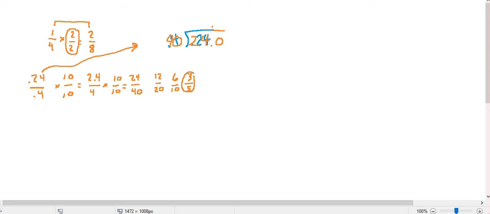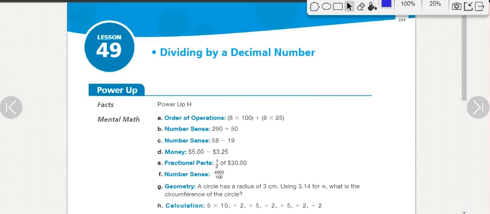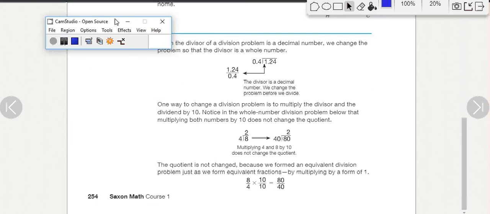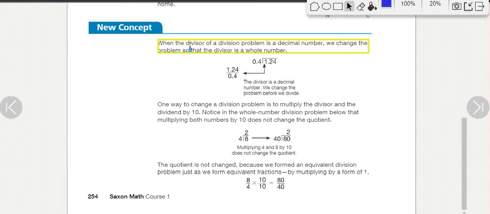Now let's see what the book has to say about these. It reminds us that when the divisor, so in this case 4 tenths, is a decimal in a dividing problem, we want to change that divisor to be a whole number. So in this problem, they multiply 4 tenths by 10 to make it 4. Not 4 tenths, but just 4 here. But if you want to multiply the divisor by 10, you also multiply the inside number by 10.